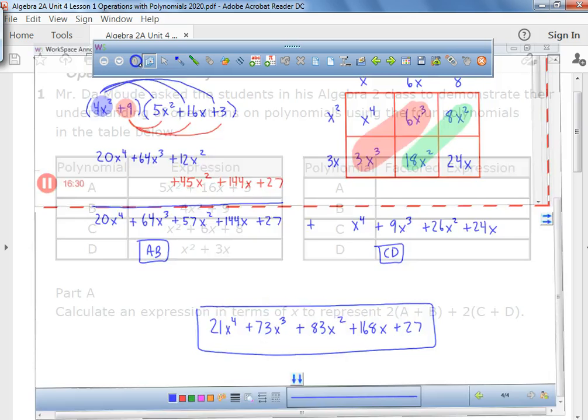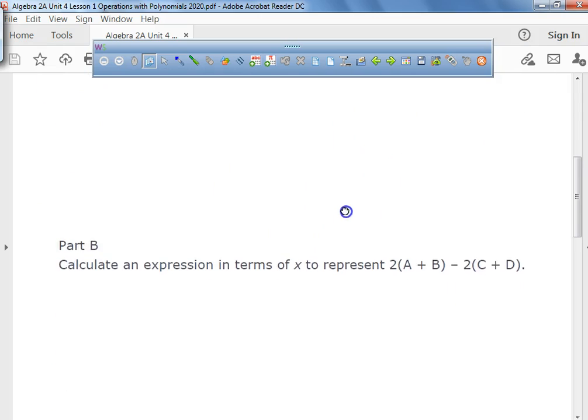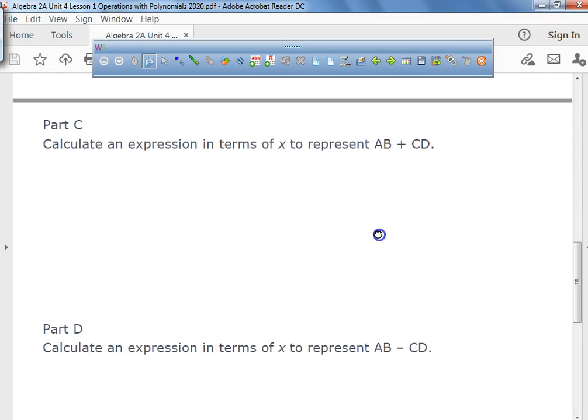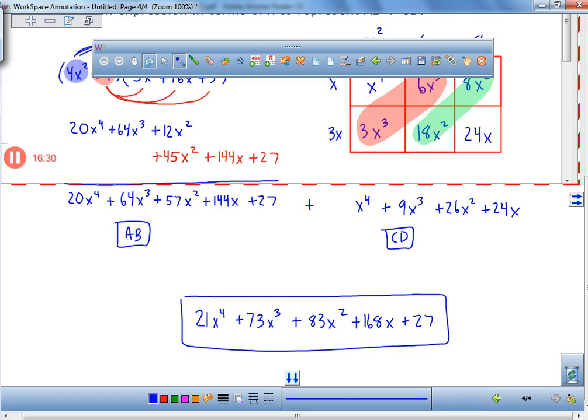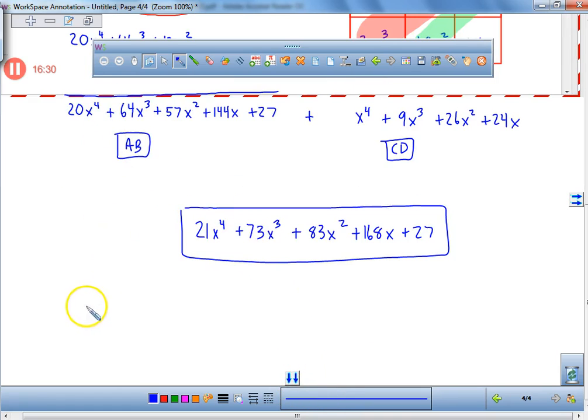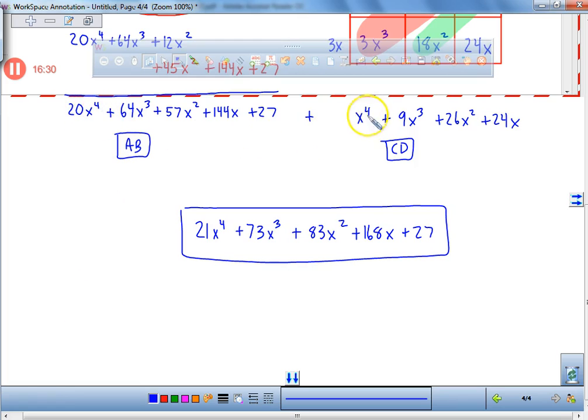All right. Check this out. That's okay. I'll go back. Look, that says AB plus CD. Now we got to do AB minus CD. Okay? So I'm just going to go back right here, and we're just going to subtract them. So what is literally 20x to the power of 4 minus an x to the power of 4? 19x to the power of 4. So in case you're wondering, we're doing AB, and we are taking away CD. We're doing this minus this.